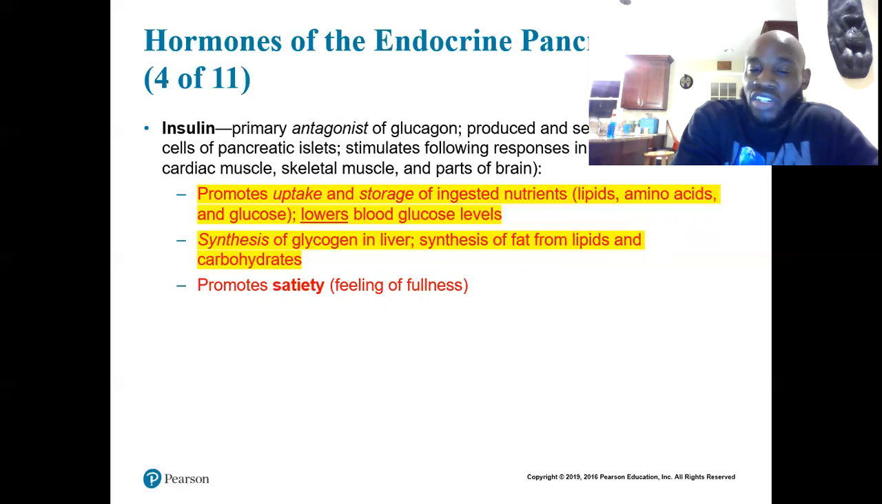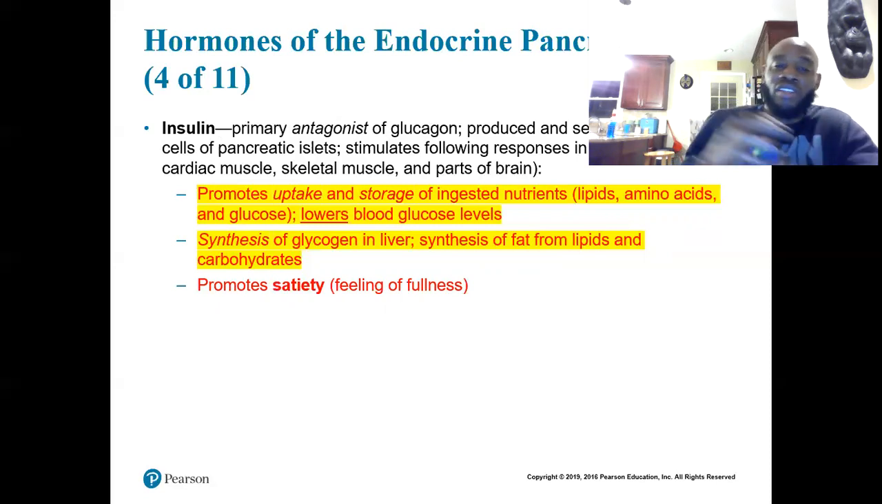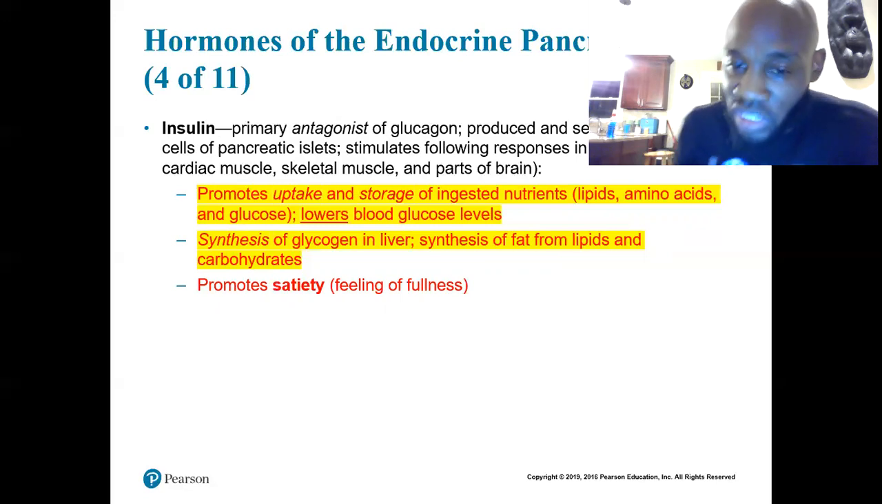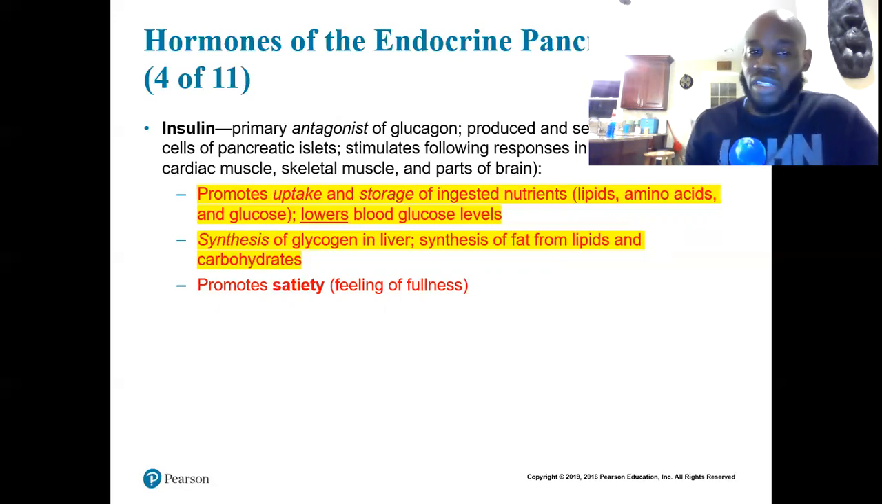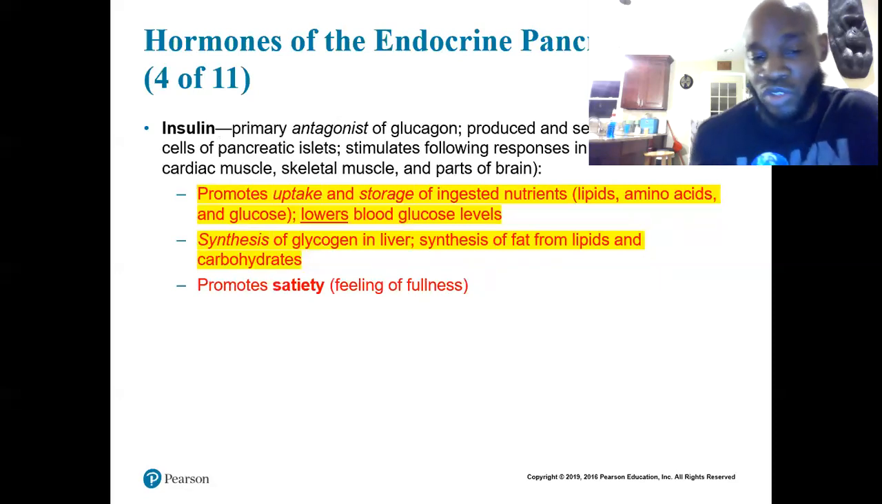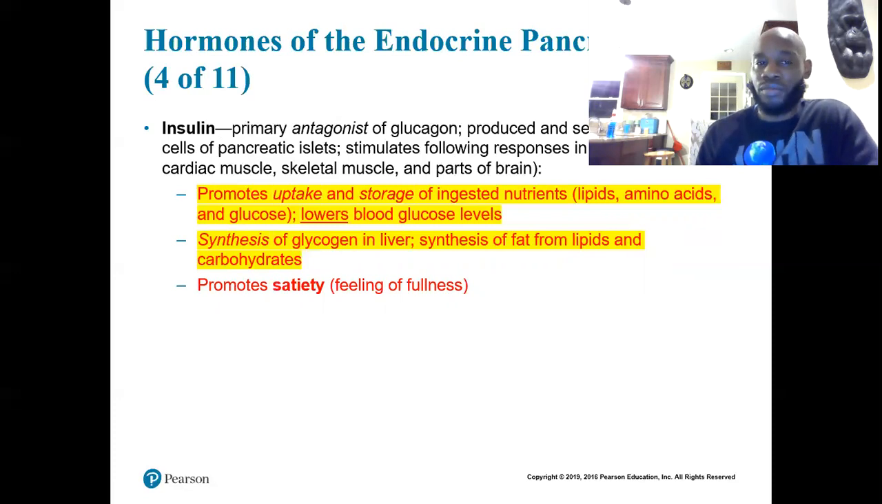Synthesis of glycogen in your liver. Remember, glycogen is just chains of glucose. So that's how your glucose is stored. Synthesis of fat from lipids and carbohydrates, right? So the food that you eat, some of the carbohydrates can be converted and stored as fats. And also the fat that you eat can be stored as fats, right? Insulin helps our bodies be able to do that.